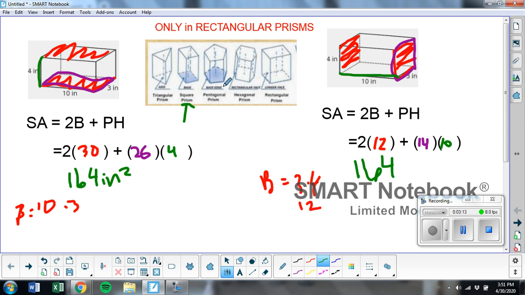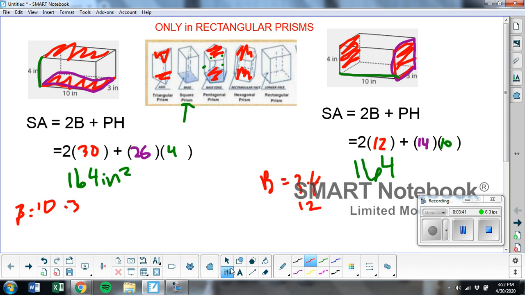Look at this pentagonal prism. We have 5 rectangles, but then this top is not a rectangle. This has to be the base. This pentagon, this bottom pentagon has to be the base. Same for this hexagon. This hexagon has to be the base. This bottom hexagon is the other base, and everything around it is rectangles. For the triangle, the bottom triangle is your base, and every other shape is a rectangle.